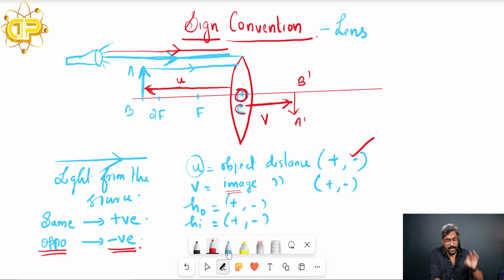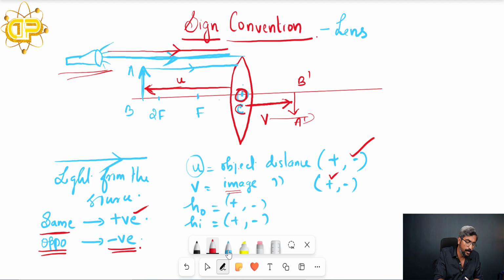And now closely see whether it is in the direction of the incident ray, or the direction of the light falling from the source. Yes, it is in the same direction as that of the source. So which sign will be assigned to that particular image distance? It will be positive. We all know that one of the cases of this particular convex lens will give you what? Which image? A virtual image.